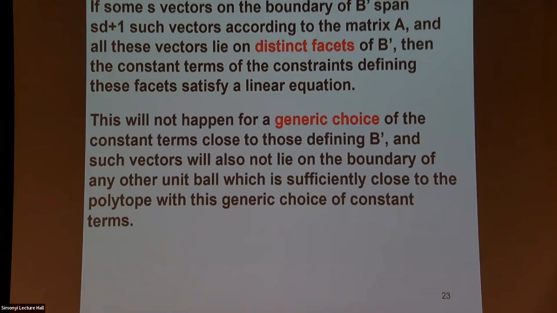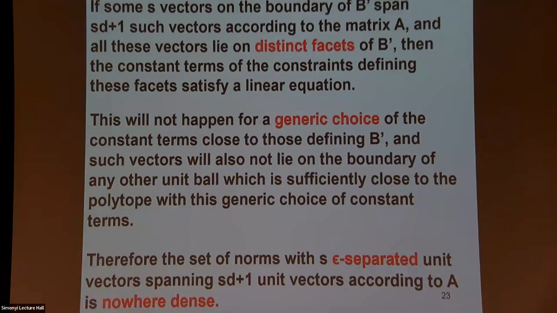And of course, the linear equation is not going to be satisfied if we perturb the constant terms a little bit. So if we take a generic choice of these constant terms, then this equation will not be satisfied. And in fact, even if we are in the neighborhood of such a perturbed thing, it will still not be satisfied. Here one has to still say something, but basically this is what's going on. And this shows that the set of norms with S epsilon-separated unit vectors spanning SD plus one unit vectors according to A is nowhere dense. And then we take the union over all these countably many A's and epsilons and we get that the thing is meager. So there are some details here, but hopefully this is convincing enough.